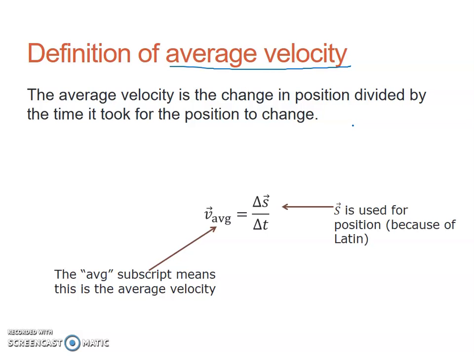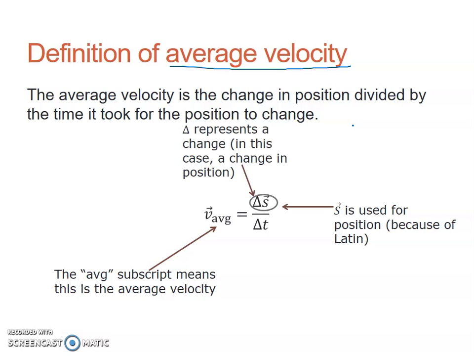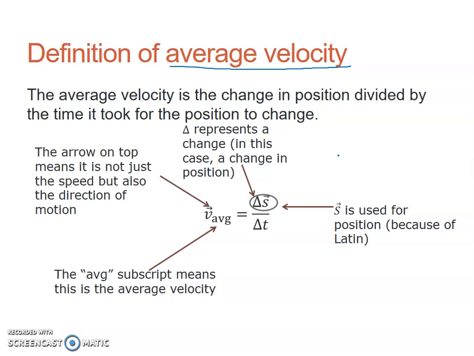Okay. S is used for position. Why? Because there's no P in position. There's no S in position. Actually, there is an S in position, but it's because of the Latin word from which position is derived. And of course, the delta, as you know, represents a change. So it's a change in position. Now, change in position is a little different than distance, which I used in the previous example. Distance is basically how much distance you have covered. How much distance your wheels have rotated around along the ground, whether it's straight or not. Okay, but again, we'll get to the details of that shortly.